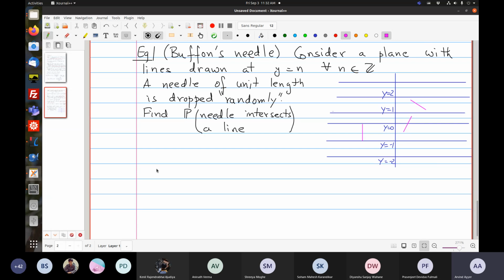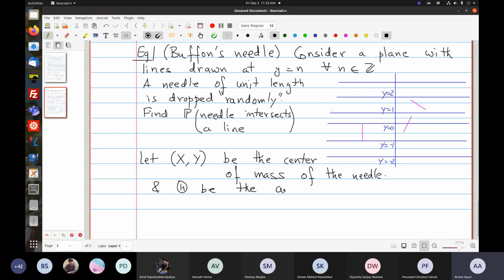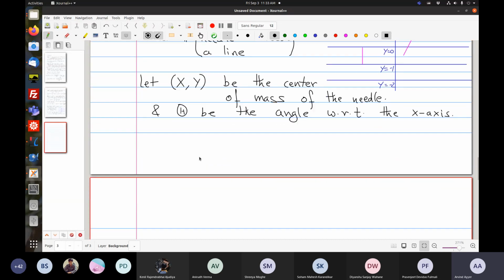So let me first describe the random assumptions. To do that, I need to set some notation. Okay, so let capital X, capital Y be the center of mass of the needle. So it's halfway between. And capital Theta be the angle with respect to the x-axis. So these are random variables. X, Y, and Theta are random variables.